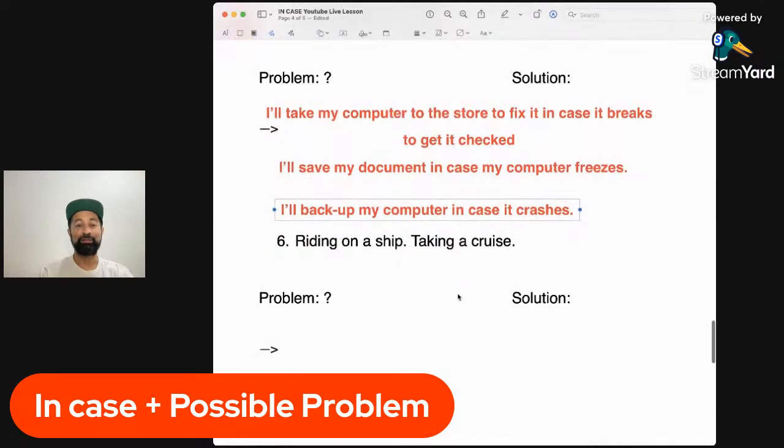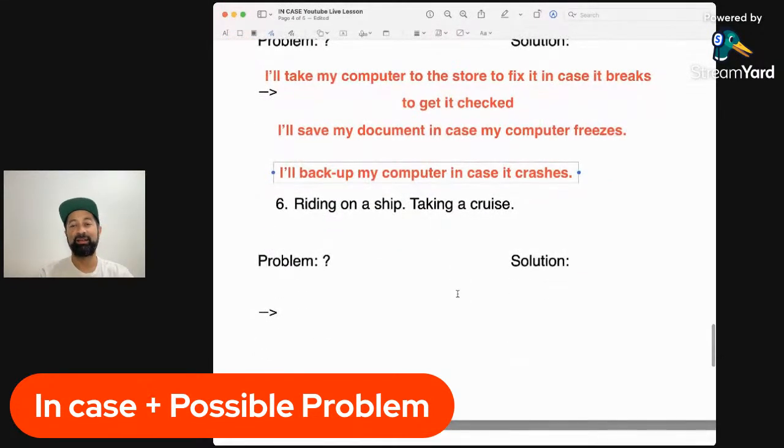So now let's look at number 6. Number 6 says, you're riding on a ship. Maybe you're taking a cruise. So what are some possible problems, and what are the solutions to those problems? Please make a sentence using in case. Give me the problem and give me the solution. Remember, you're riding on a ship. You're taking a cruise.